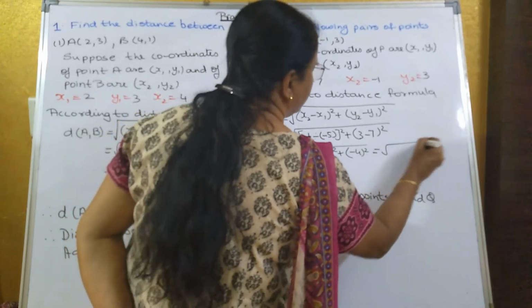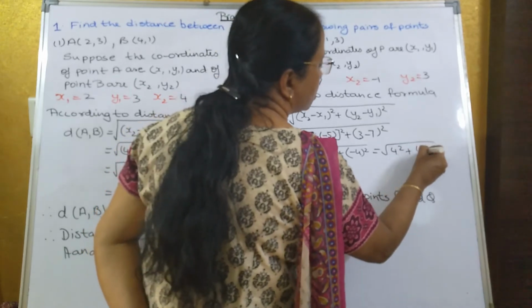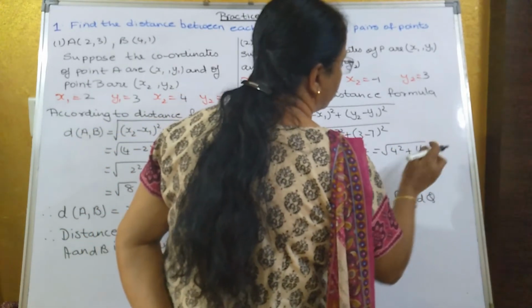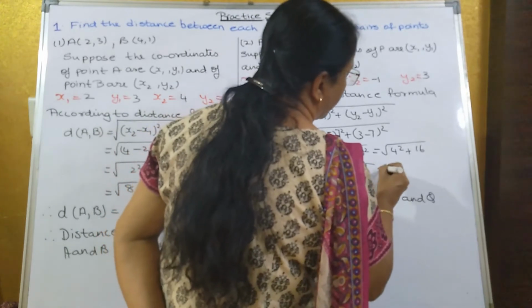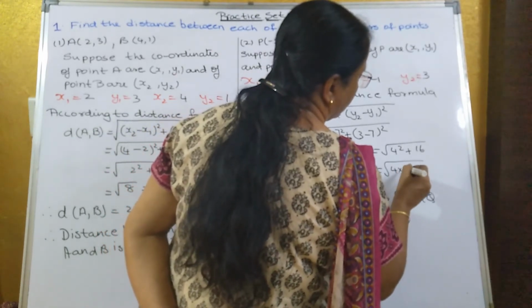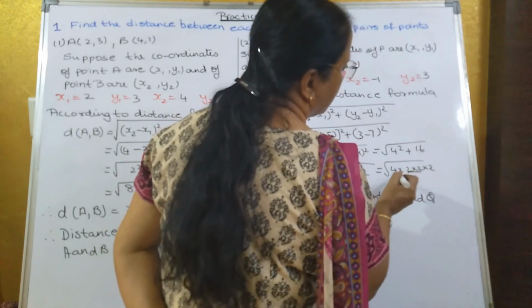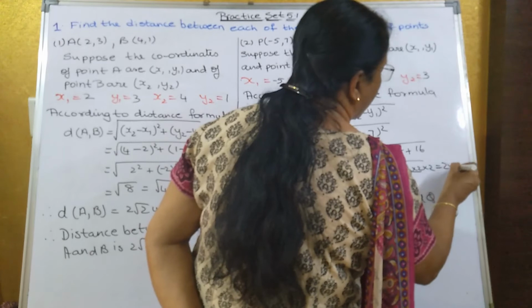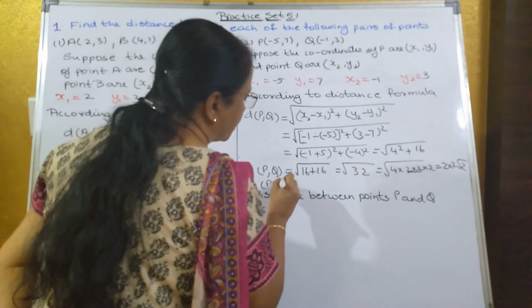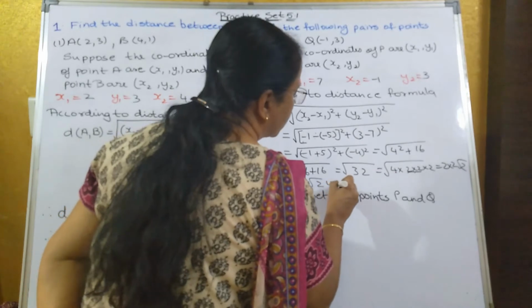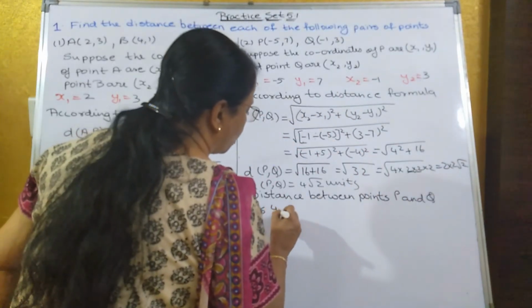So that is equal to minus 1 plus 5 is 4 the whole square and minus 4 into minus 4 is 16. So distance PQ is equal to root of 16 plus 16, that's equal to root 32. That's equal to root of 4 into 2 into 2 into 2. The square root of 4 is 2, this 2 will come outside, 2 into 2 root 2. So distance PQ is equal to 4 root 2 units.